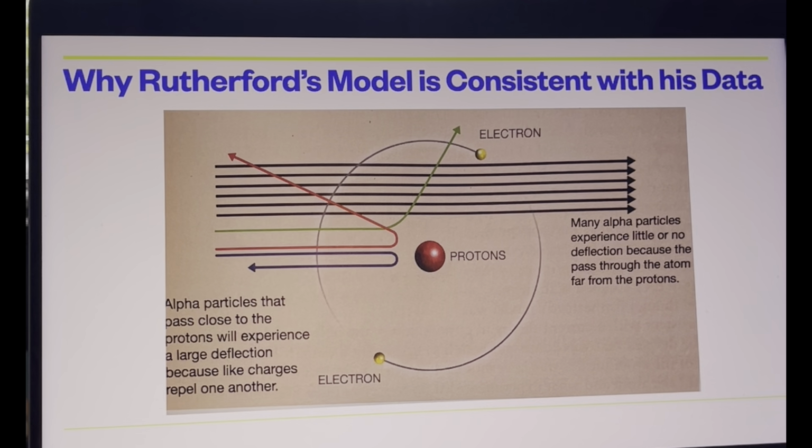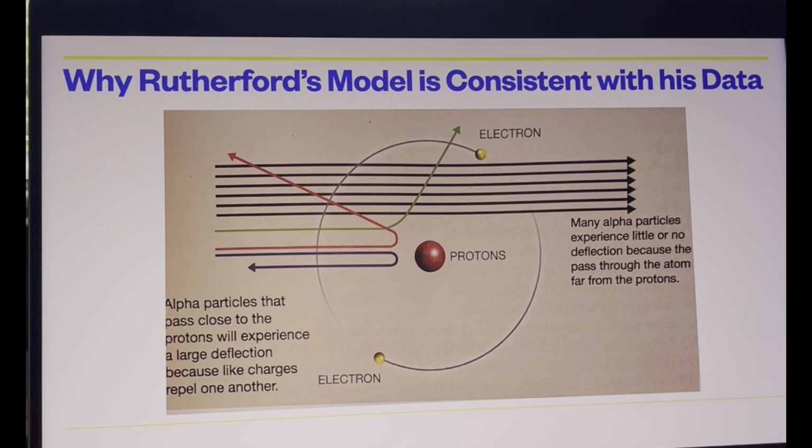The vast majority of alpha particles that pass through the atom then will not be deflected because they will pass through the atom far from the protons. These alpha particles, represented by the straight arrows, will continue to travel straight, hitting the zinc sulfide screen in front of the target. However, if an alpha particle passes through the atom close to the protons, it will be repelled by the proton's positive charge and will be deflected from its original path.